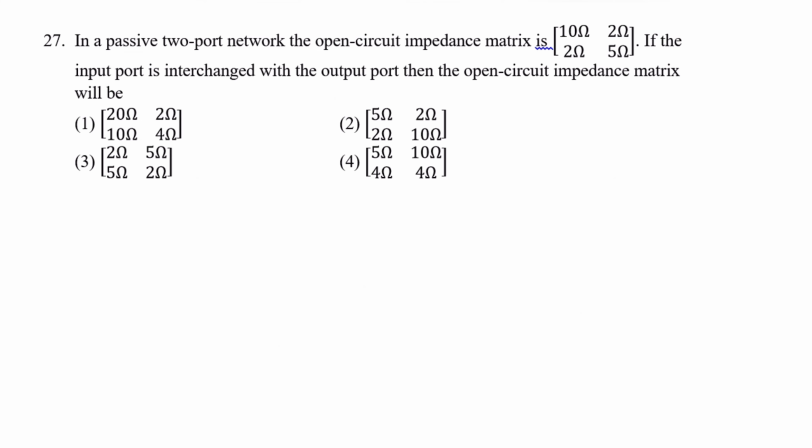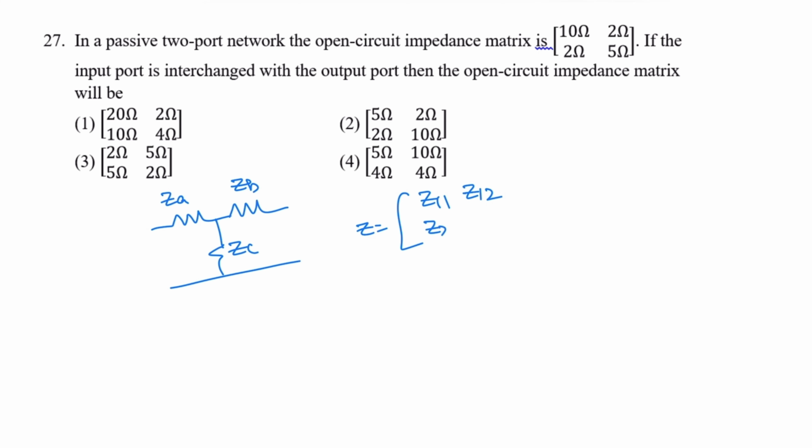Next question. In a passive two-port network, the open circuit matrix is given. If the input port is interchanged with the output port, then what will the open circuit matrix be? Suppose this is a passive two-port network with resistances ZA, ZB, and ZC. Now these Z parameters are Z11, Z12, Z21, Z22, and its equivalent values are Z11 is ZA plus ZC, Z12 and Z21 are ZC, and Z22 is ZB plus ZC.